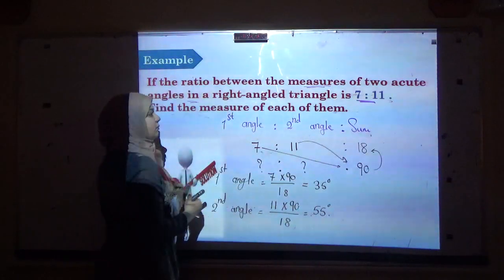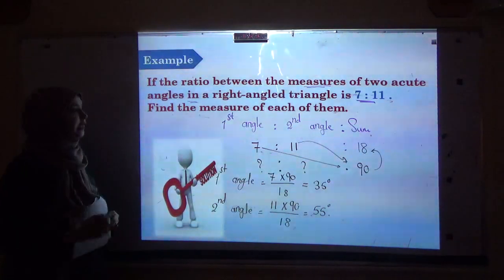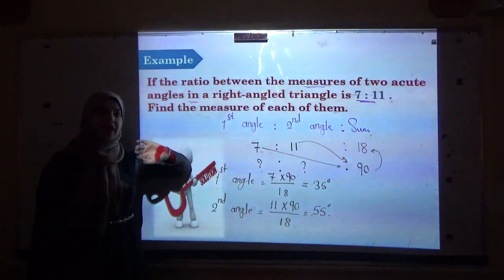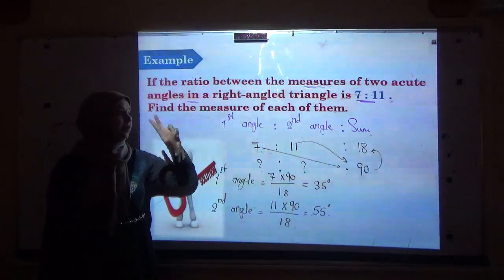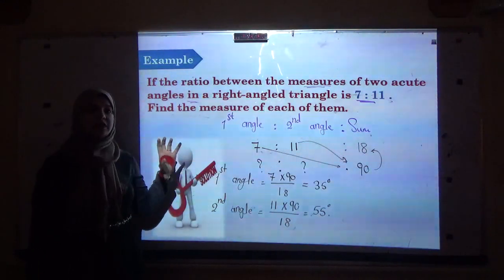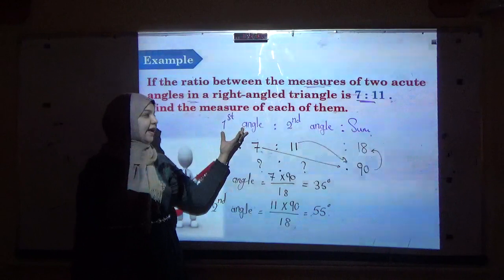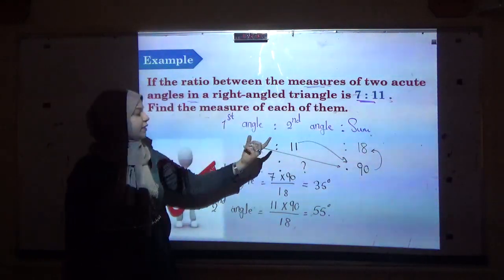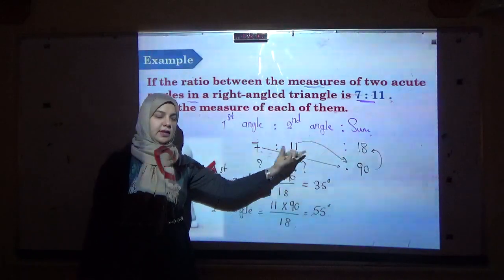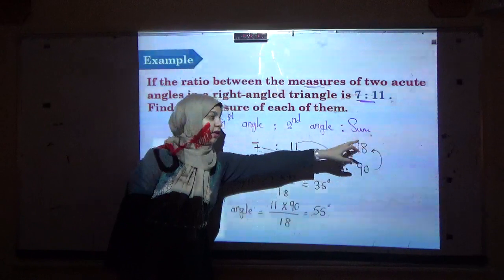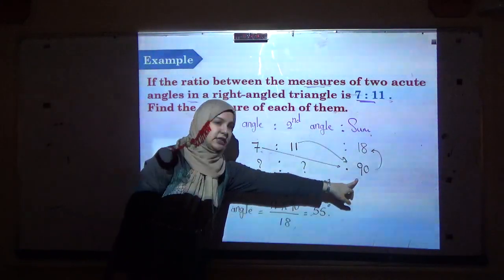Again, he gave us the ratio between two acute angles in a right angled triangle. Okay? And the sum of any two acute angles in any right angled triangle equals 90 degrees. So the first angle to second angle to sum, the ratio between them 7 to 11, and their sum 7 plus 11 equals 18, and the real sum 90 degrees.